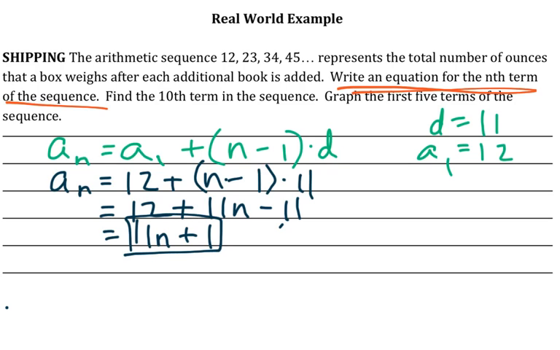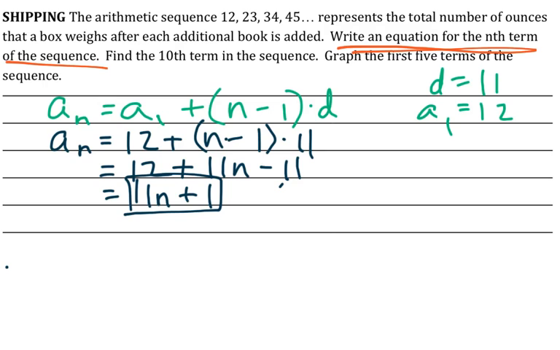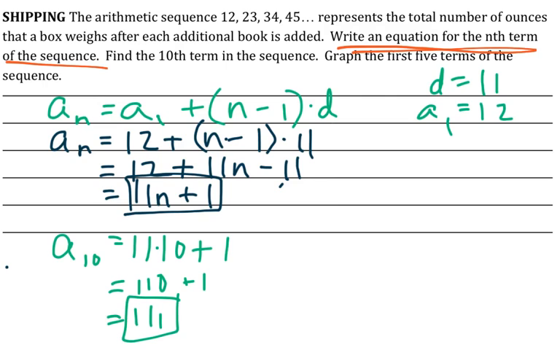And now that it tells us to find the 10th term in the sequence, we're just going to plug it in. And as we plug it in, we want to be specific. So we'll write a sub 10 equals 11 times 10 plus 1. If we did all that work simplifying, then we're going to want to use that. So then I get 110 plus 1, and I get 111.